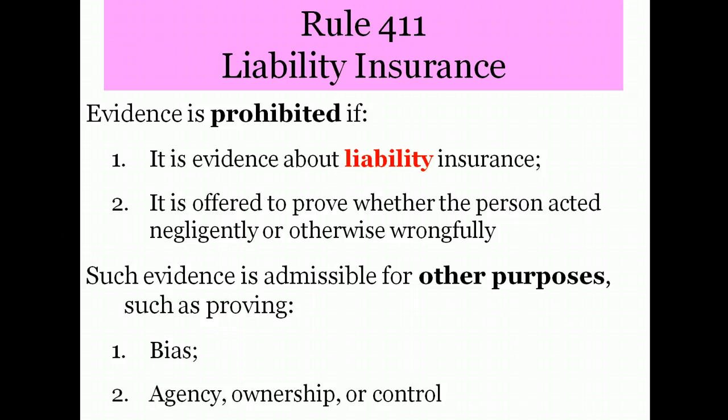The prohibition applies whenever the evidence of the liability insurance is offered to prove whether the person acted negligently or otherwise wrongfully. In the second half of the rule, we see the other purposes clause. The rule lists several other purposes, and these are all the typical ones: bias, agency, ownership, or control.